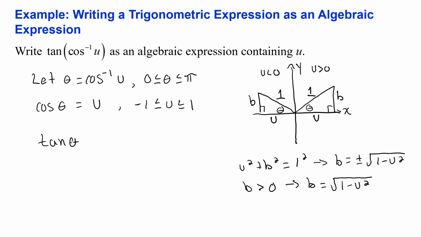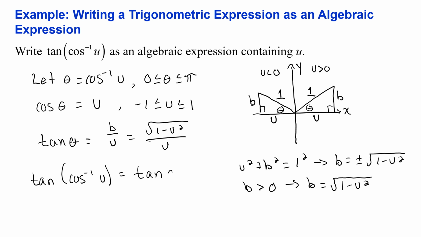Now remember, we're looking for tangent of theta, which we know is opposite side to the adjacent side, so we can write that tangent of theta equals b divided by u, and that equals square root of the quantity 1 minus u squared divided by u. So we have solved the problem, and we have written tangent of inverse cosine of u as an algebraic expression containing u. So in summary, we have tangent of inverse cosine of u equal tangent of theta equals square root of the quantity 1 minus u squared, divided by u.